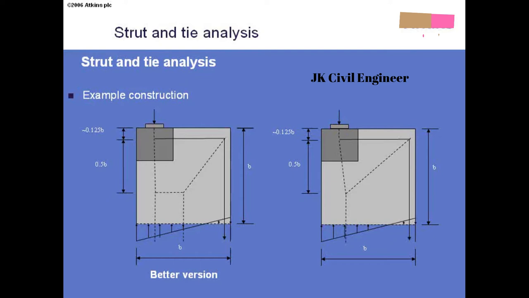It just so happens that a better idealization of that is the one on the left, where we've actually split the compression zone up into two struts. And you can't possibly know that without some practice and without looking at standard examples of where these models have been derived. There's nothing wrong with the one on the right, but it actually overestimates the tension in the top tie, and the model at the bottom is a better idealization.